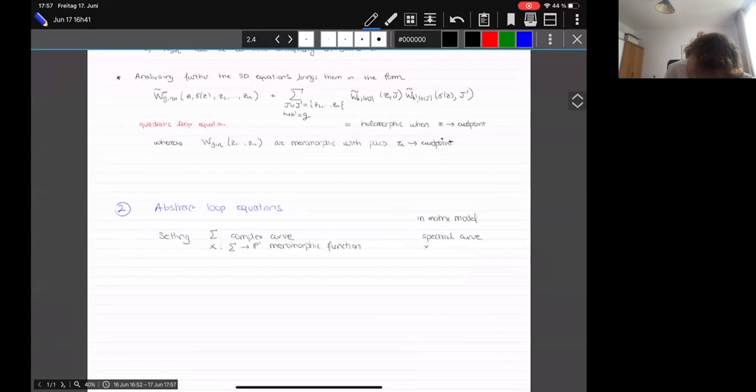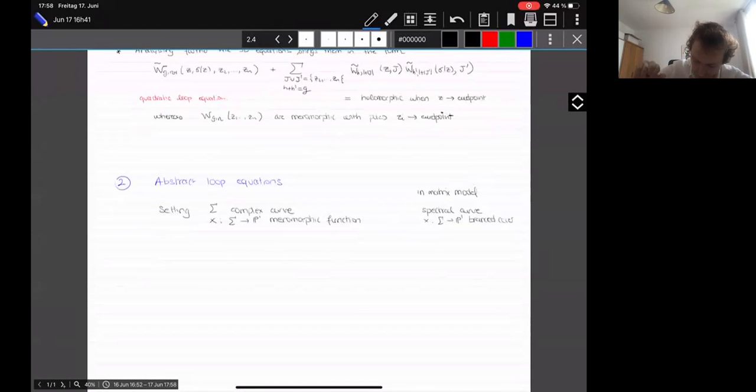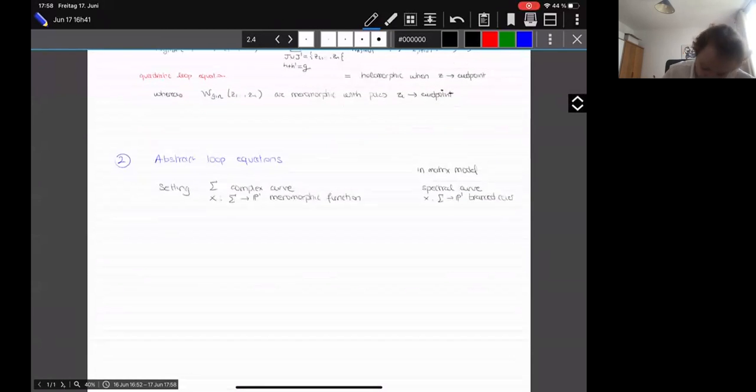Then with this X, the spectral curve is presented as a branch cover. So at least locally, there's two sheets, locally degree two. Then we want to consider the zeros of dx. And we're going to assume they are simple and there are finitely many. And in the matrix model that corresponds to the image in the spectral curve, the endpoints of segments.